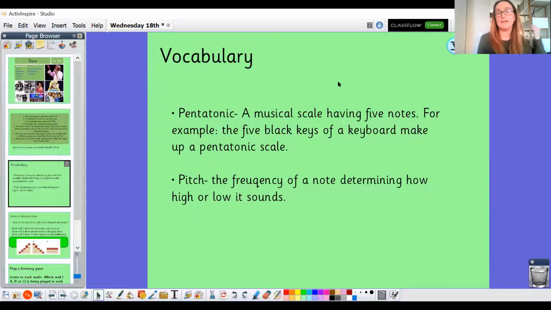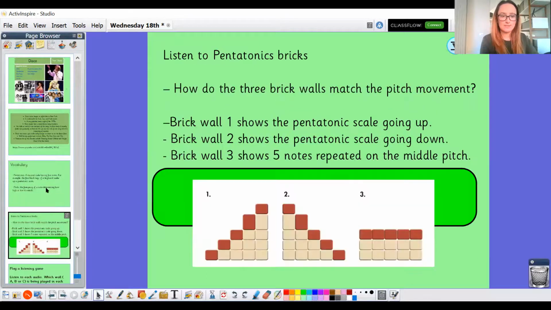Vocabulary that we're looking at today, same words from last week. So we've got pentatonic, which we know is a musical scale having 5 notes. And we've got pitch as well, which is the frequency determining how high or low a piece of music is. So today we're going to be listening to the pentatonic bricks, and we're going to be looking to see if we can identify the pitch movement, okay?